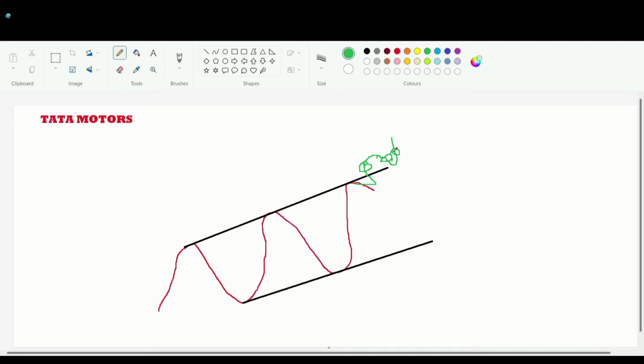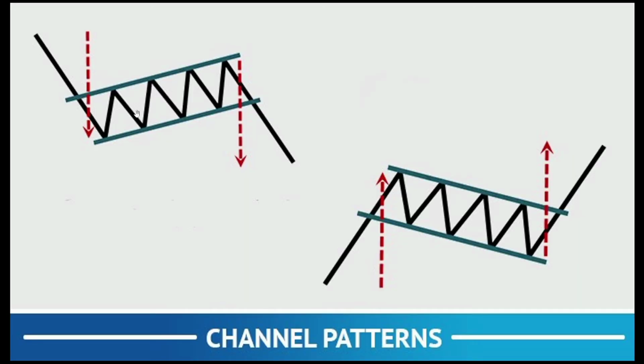So the stock will break out here and our target will be 1:3, from this point to this point, and our stop loss is below this low level. That is our stop loss. This is an up channel pattern and that is a down channel pattern. Now we are going to trade this in the live market.